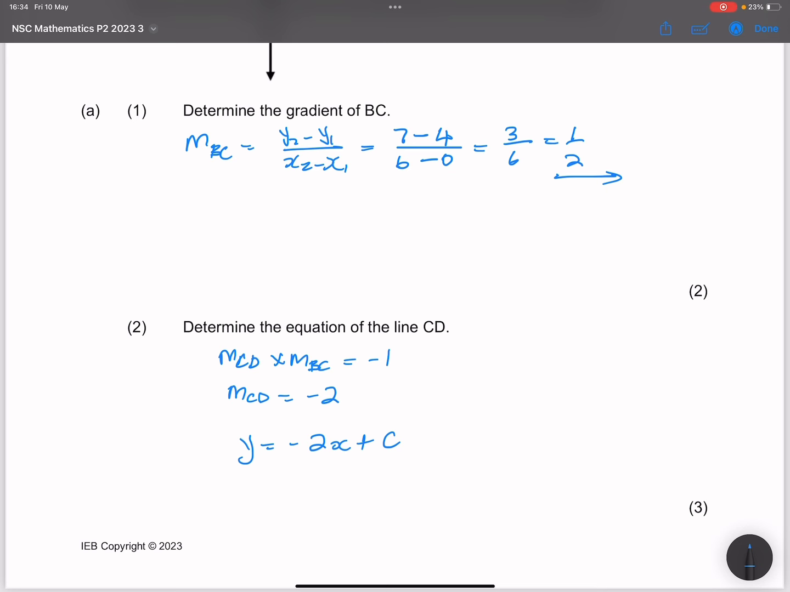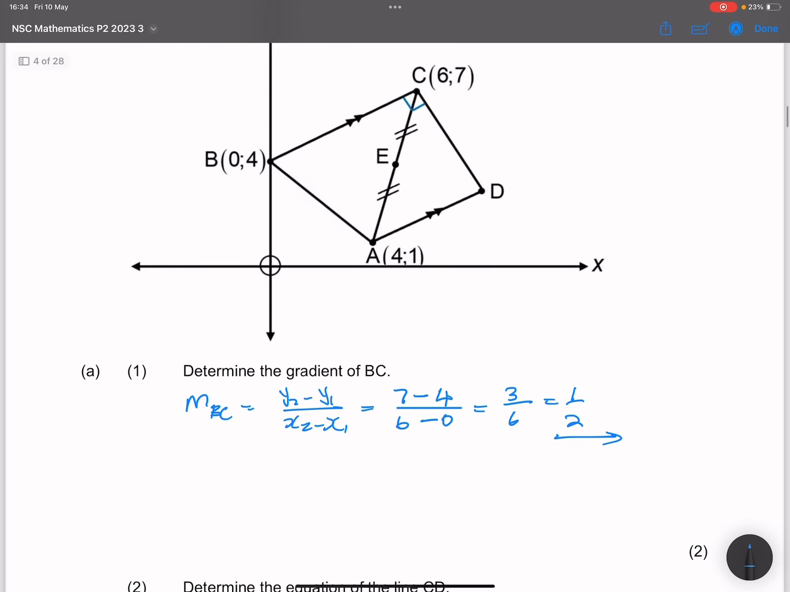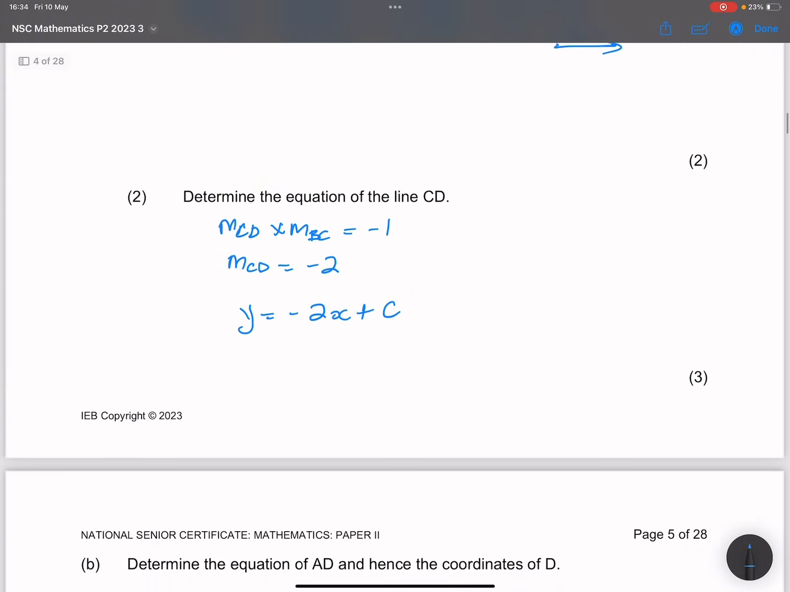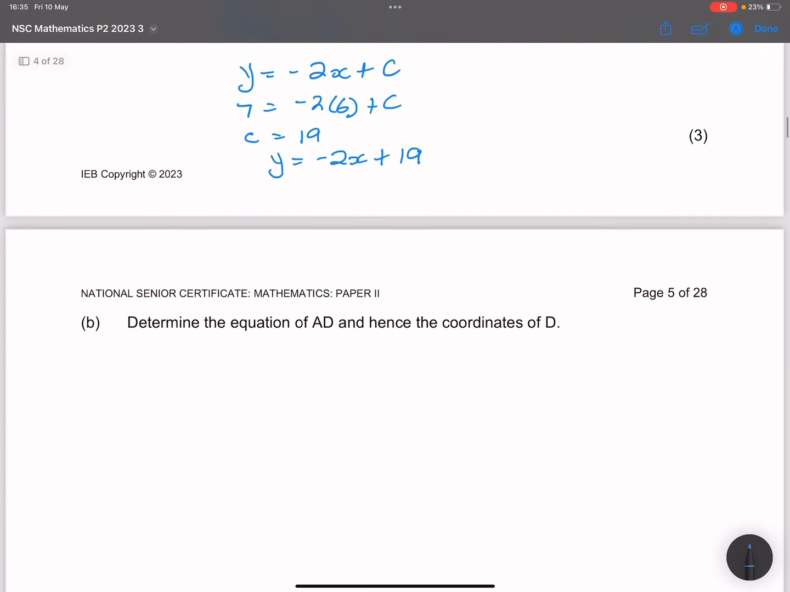but we've got a point at C which is 6 and 7. When x is 6, y is 7. We substitute it there: 7 equals -2 times 6 plus c. Taking -2 times 6 gives me -12. To the other side, c becomes 19. And so my equation would be y equals -2x plus 19. All right, and we move on to the next portion.